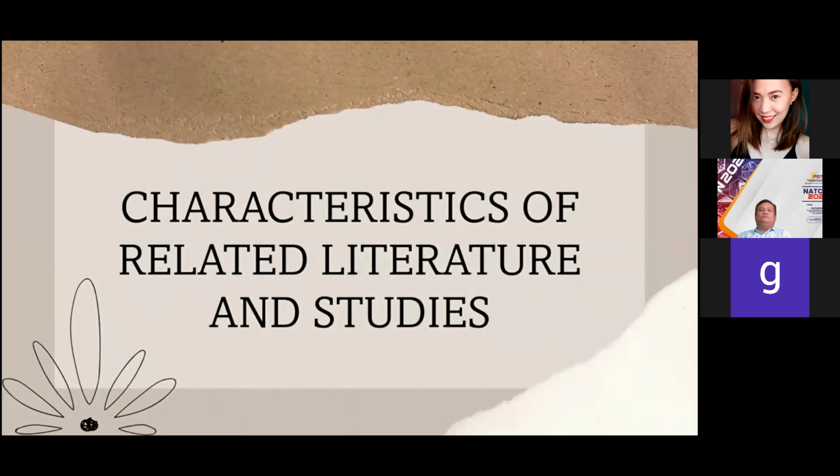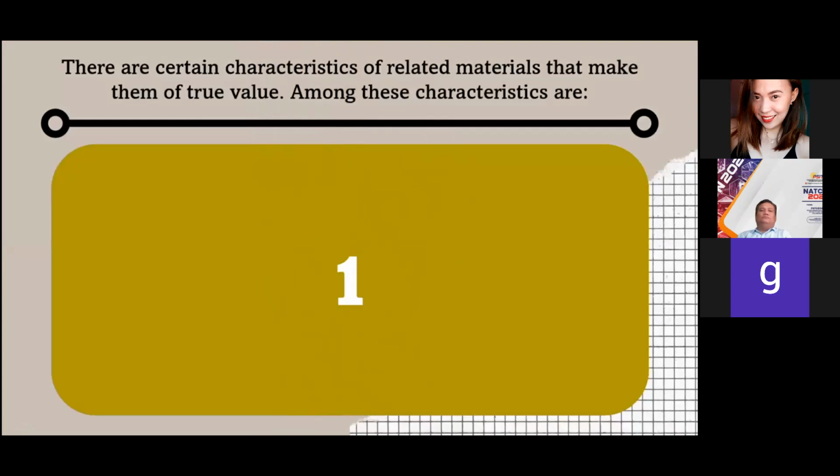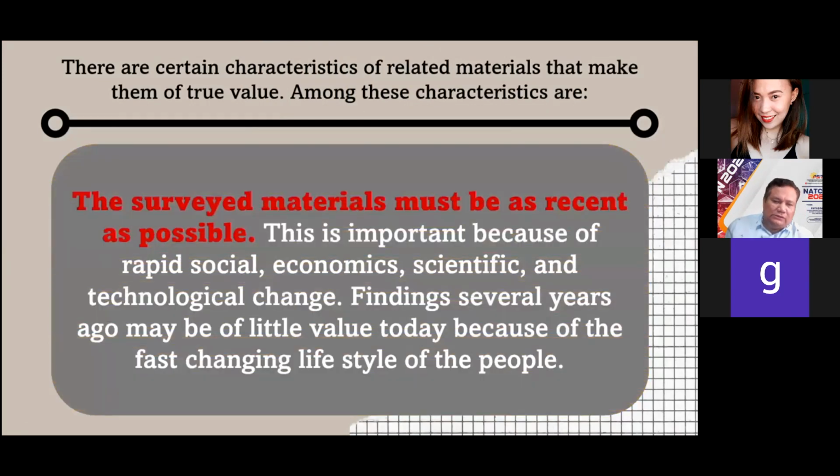Let us go to the characteristics of related literature and studies. There are certain characteristics of related materials that make them of true value. Among these characteristics are, number 1, the surveyed materials must be as recent as possible. This is important because of rapid social, economic, scientific, and technological change. Findings several years ago may be of little value today because of the fast-changing lifestyle of the people.